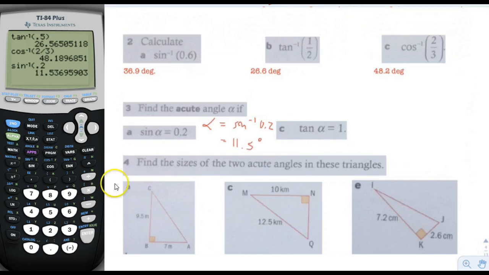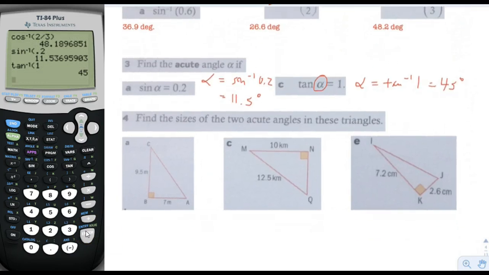Going to C. We have tangent of alpha equals 1. We don't know what alpha is. So we need to isolate the variable like we usually do in algebra. We're going to take the inverse tangent of both sides. So the left side is going to be alpha, and the right side is going to be inverse tangent of 1. Let's see, what is the inverse tangent of 1? It's 45 degrees. Okay? All right, moving on.